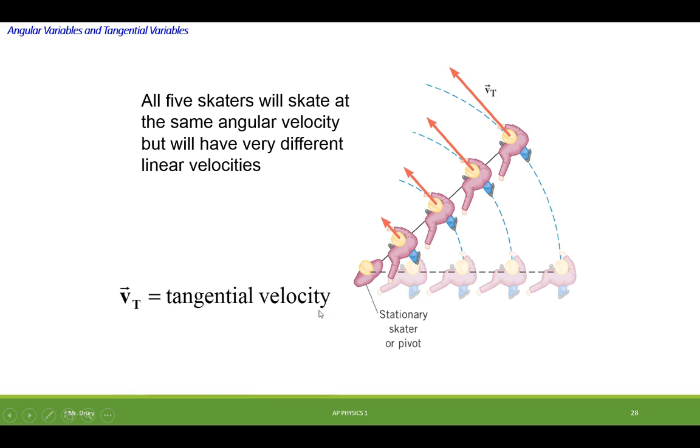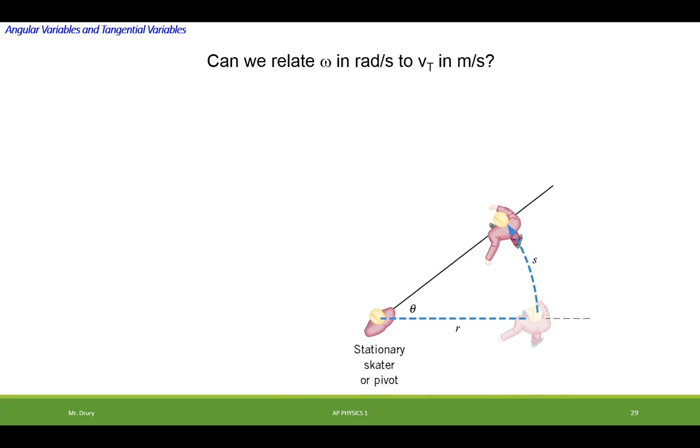Now there's also a difference between tangential velocity and tangential speed. Tangential speed really only gives you the magnitude of that vector quantity of tangential velocity. So let's see if we can come up with some type of conversion between radians per second and meters per second.